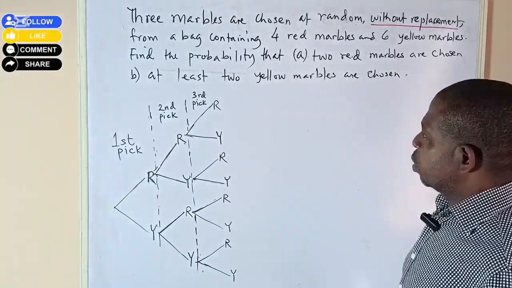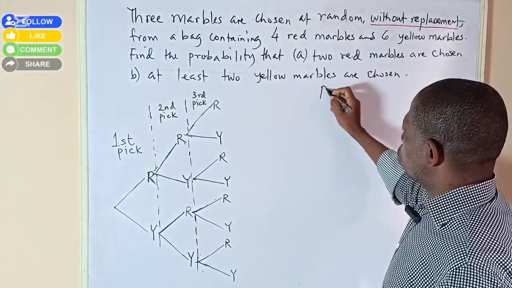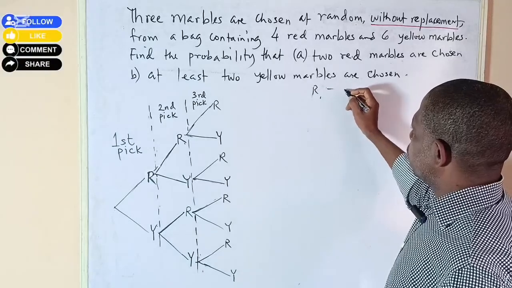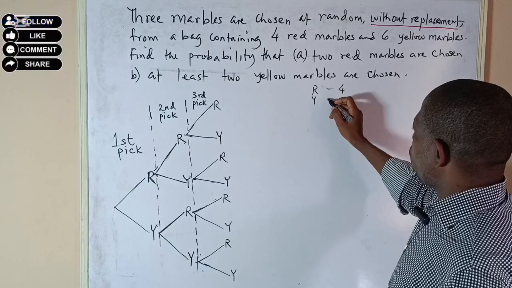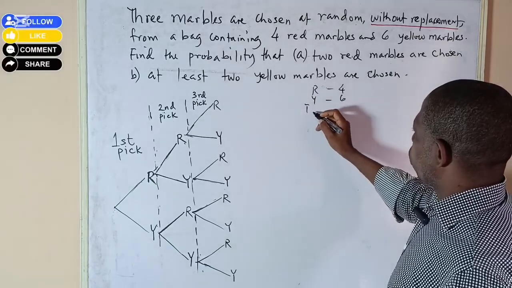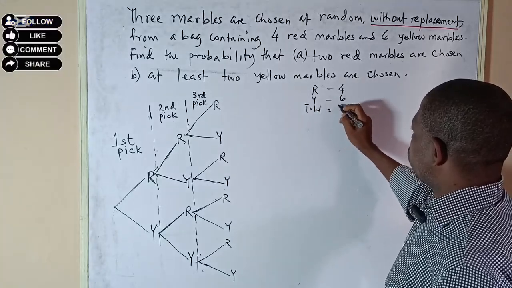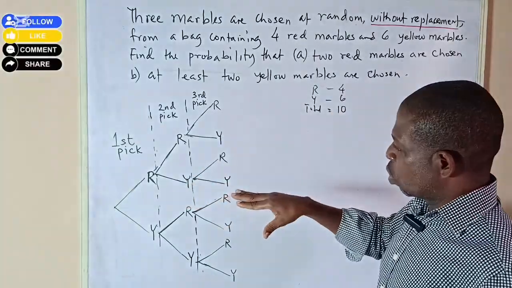So let's start. Now there are 4 red marbles. I've chosen to use the letter R for red. So we have red 4. Yellow marbles, we choose the letter Y. And then there are 6. So there's a total of 10 marbles in the bag. Now, this is how the tree diagram goes.